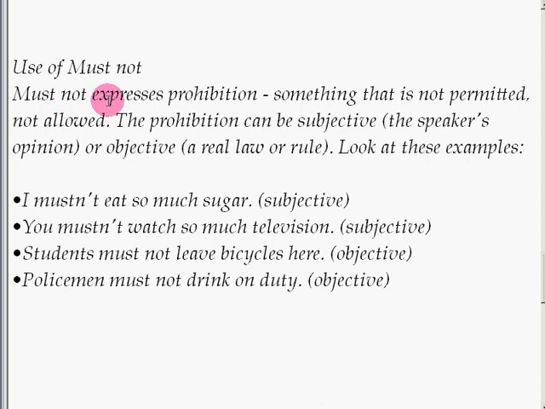Now, let's discuss the use of must not. Must not expresses prohibition, something that is not permitted, not allowed. Prohibition can be subjective, the speaker's opinion, or objective, a real law or rule. Look at these examples. I mustn't eat so much sugar. I must not eat so much sugar. This is a subjective idea or thought. Why? Because it's the speaker's opinion about what he or she must do or must not do.